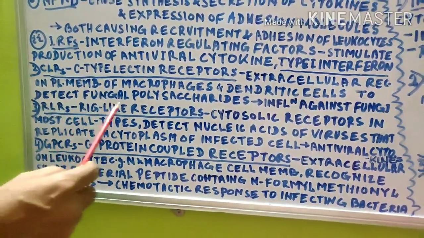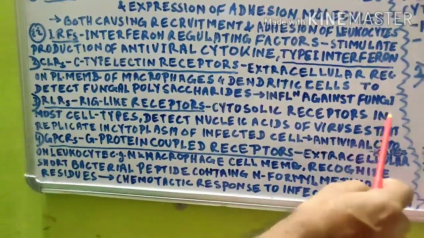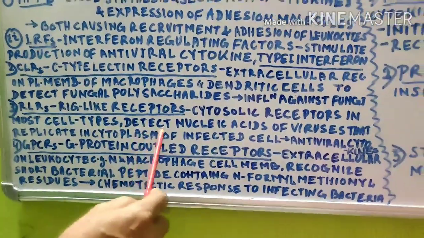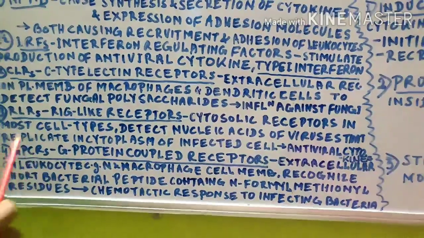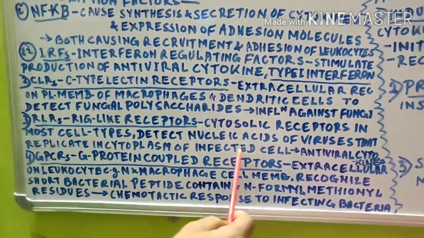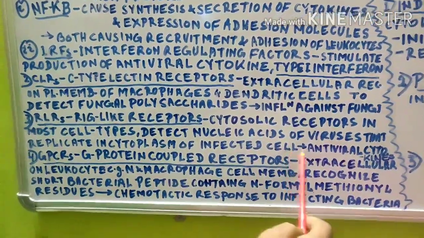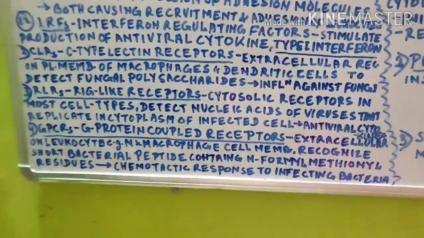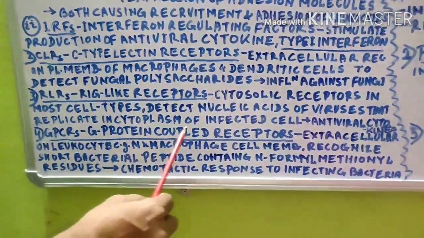Now the next type of receptor is the RLR receptor, that is rig-like receptors. It is a cytosolic receptor present in most cell types, and it detects nucleic acids of viruses that replicate in the cytoplasm of the infected cell. After interaction of the antigen and receptor, it results in the production of antiviral cytokines.